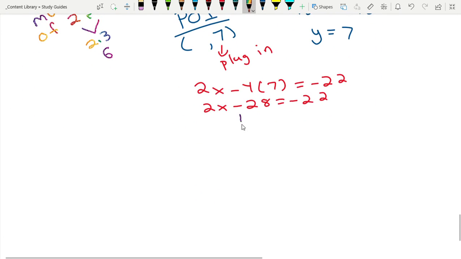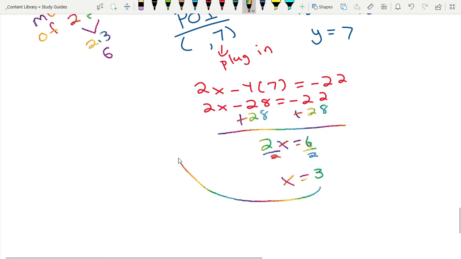To get rid of the minus 28, I'm going to add 28 to each side. That's going to give me 2x is equal to 6. I divide each side by 2, and I get x is equal to 3. So 3 comma 7 would be my POI for the following problem.